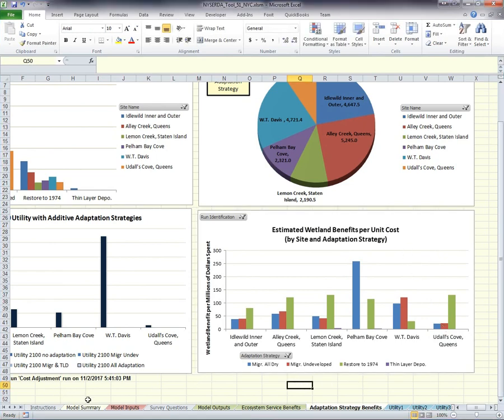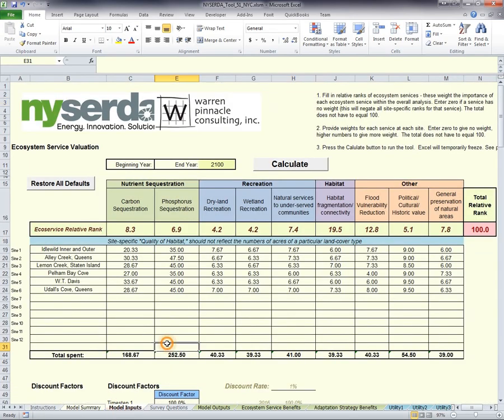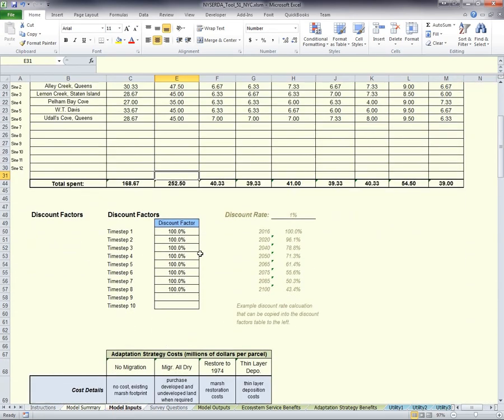The last thing that we want to do is go to the model inputs and just take a look at the discount rate factor here. So the question is, what happens if you value current marsh more than future marsh just due to uncertainty in sea level rise, uncertainty due to political conditions, whatever other case there may be. A bird in hand is worth two in the bush. So there's a discount rate input here, and you can change this from 1% to 2%, or any kind of discount factor you want. This is what you can do. The discount factor inputs are right over here to the left.